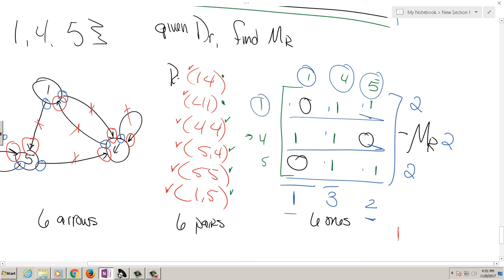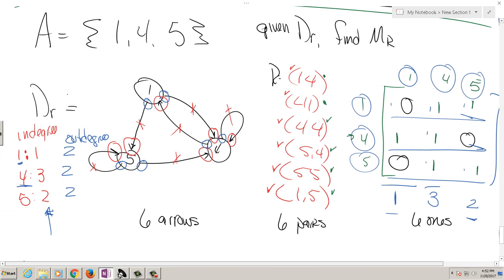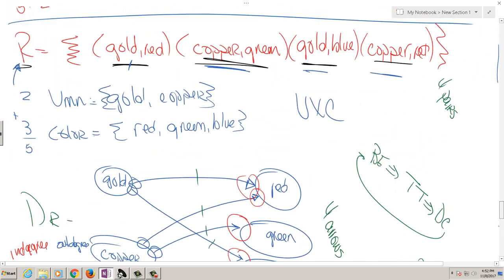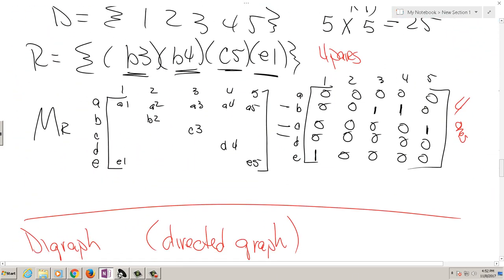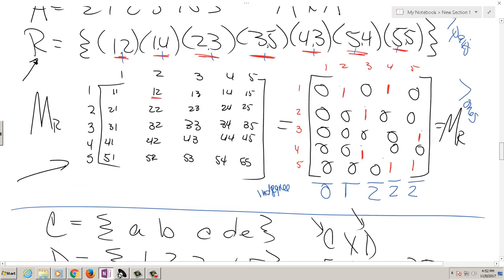So node 1 has an out degree of 2. Node 4 has an out degree of 2. Node 5 has an out degree of 2. Let's double check what I found here. There it is, out degree of 2, 2, and 2. I should definitely come up here and check this other matrix, and see if I got it right.